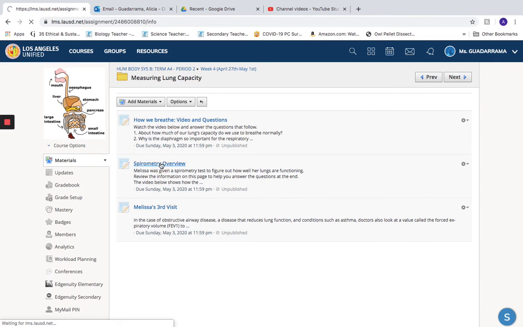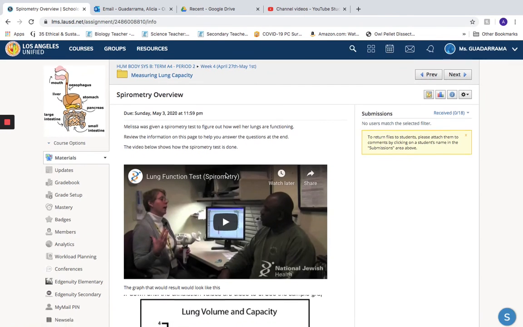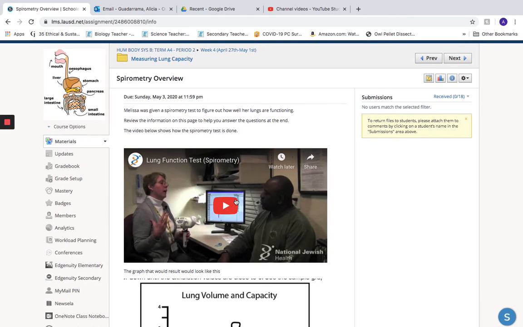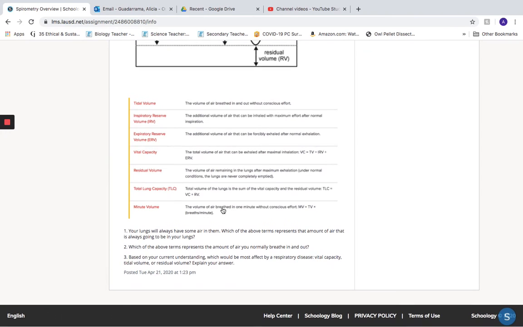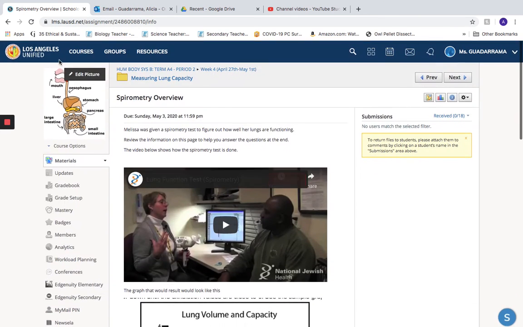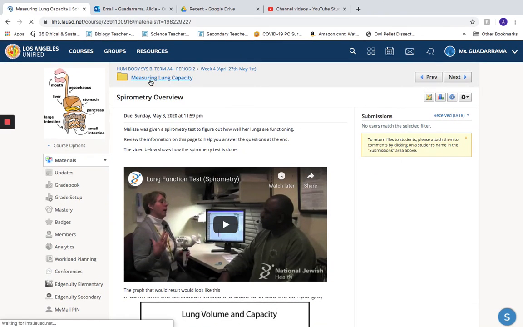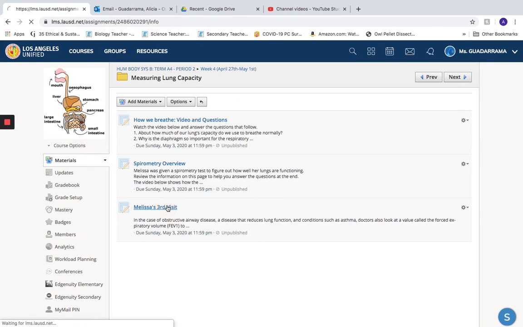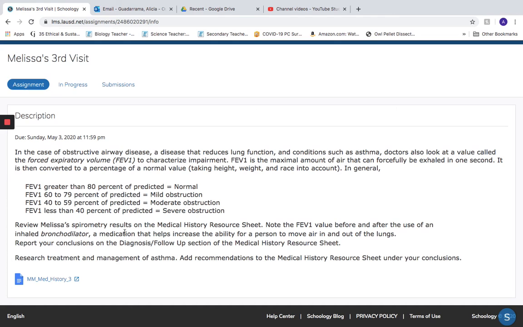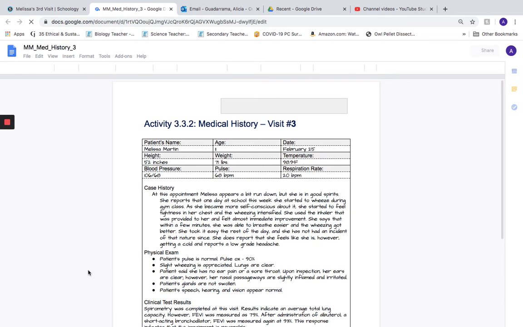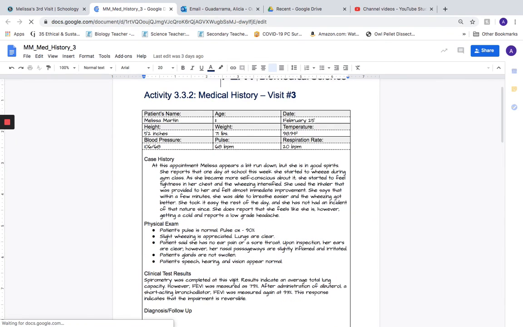Then there's a spirometry overview, which is basically Melissa was given a spirometry test. This video shows you what the spirometry test looks like and then how to interpret the test. You have some questions to answer down here. Going back to measuring lung capacity, Melissa's 3rd and final visit. This is information that you will need in order to fill in Melissa's last medical history visit.